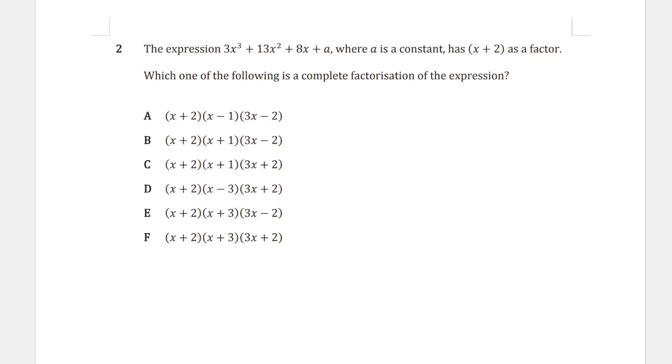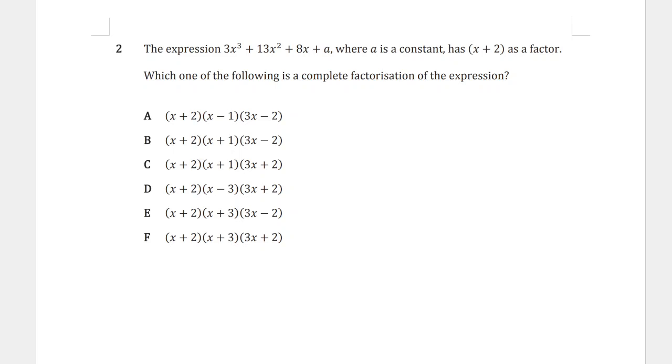Okay, question 2. The expression 3x cubed plus 13x squared plus 8x plus a, where a is a constant, has x plus 2 as a factor. Which one of the following is a complete factorization of the expression? If you want to know the complete factorization, you definitely need the complete polynomial, so you've got to figure out what a is before doing anything. So think about it. How do we figure out a?